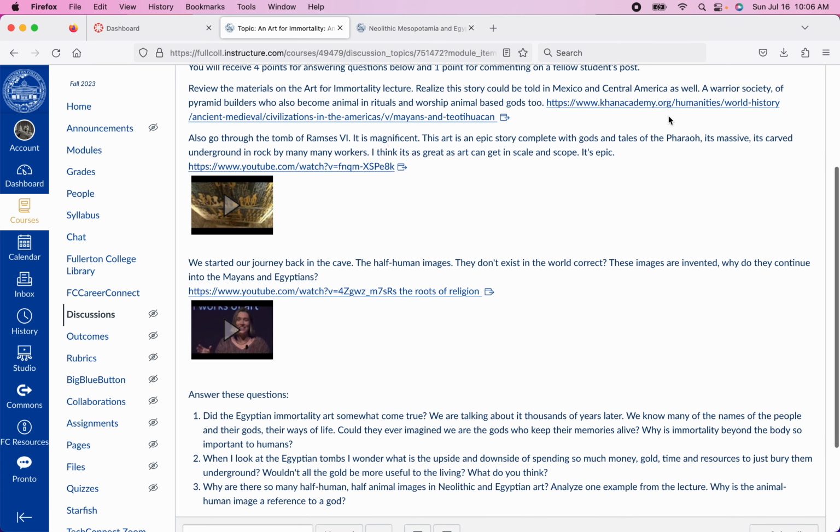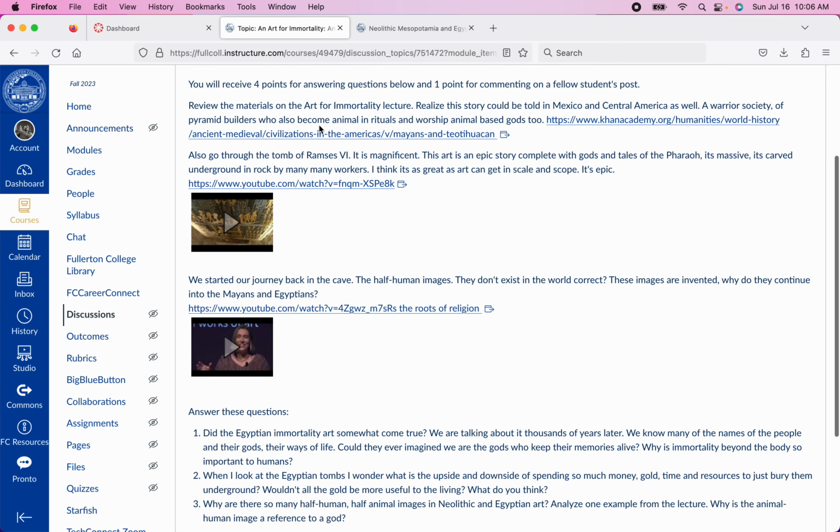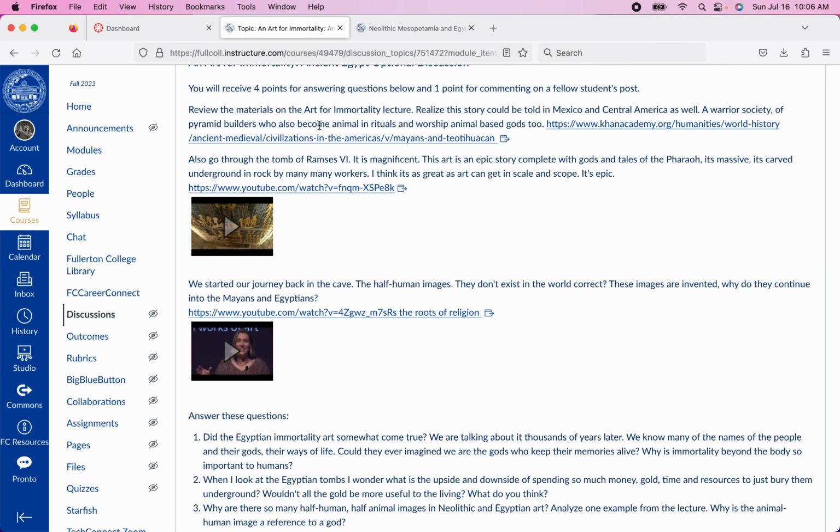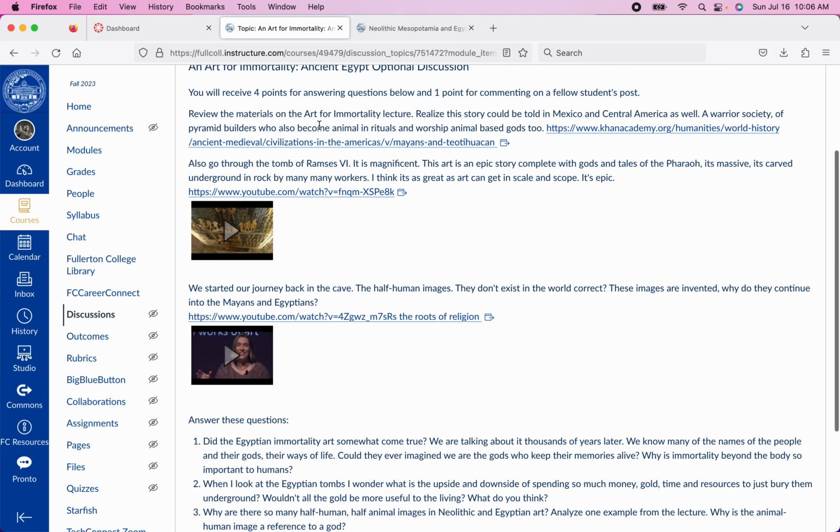And then from Khan Academy, we have a document that talks about the kinds of gods and warrior gods and pyramid builders that we might also find in other places in the world, like the Mayans and Teotihuacan.